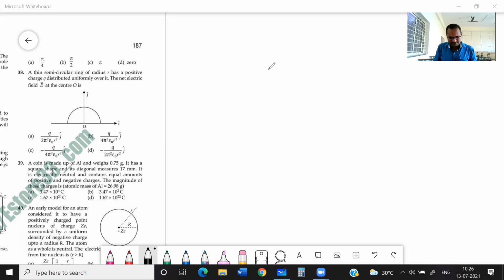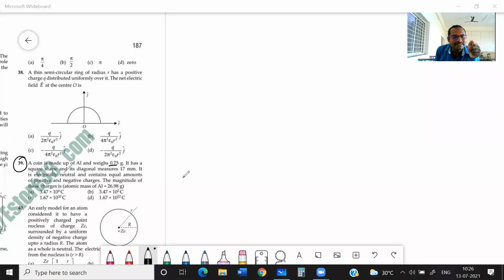Question number 39. Yes. See, in question number 39, what they have given? A coin is made up of aluminum and its weight is given 0.75 gram. There is one coin which is made up of aluminum and its weight is 0.75 gram. Now it has a square shape and its diagonal measures 17 millimeters. This coin is having a square shape and this diagonal is 17 millimeter.